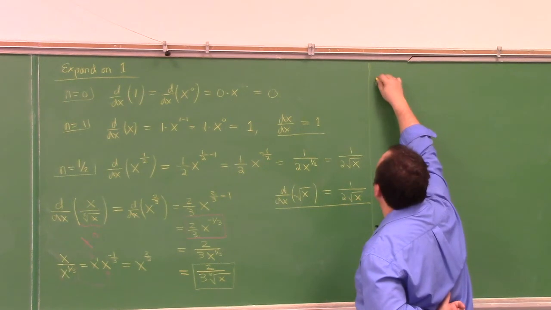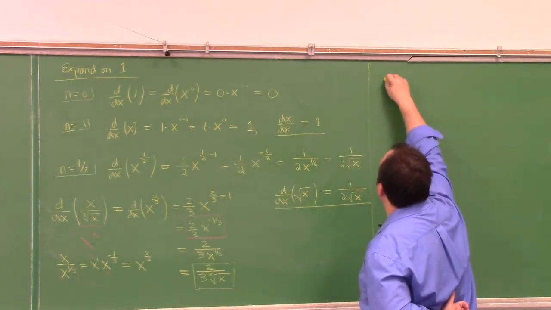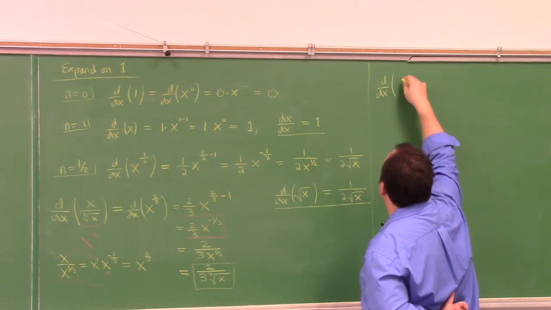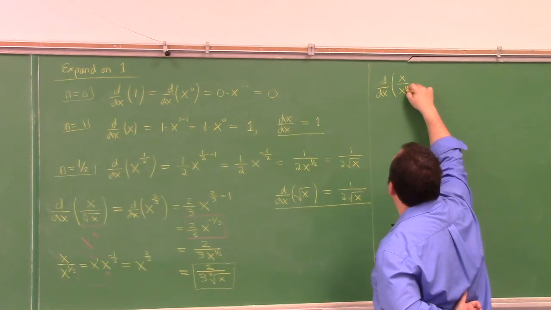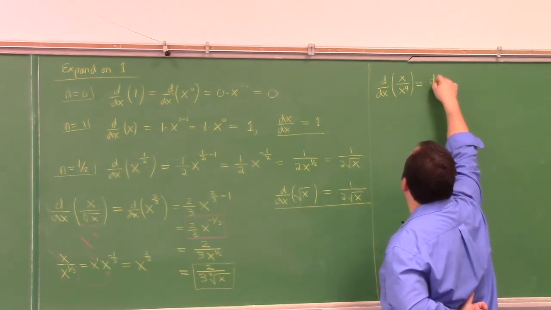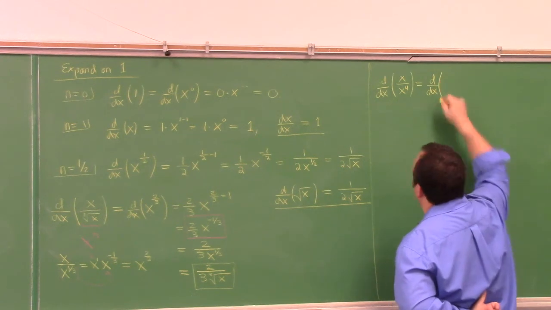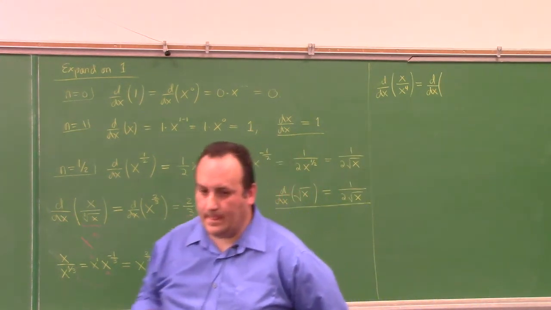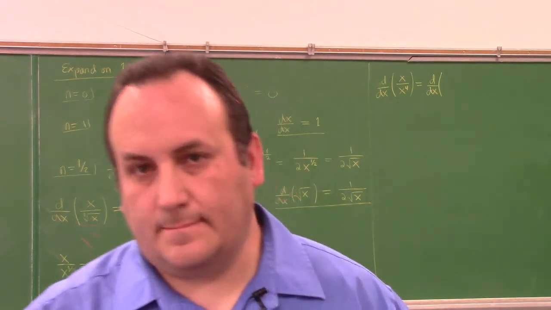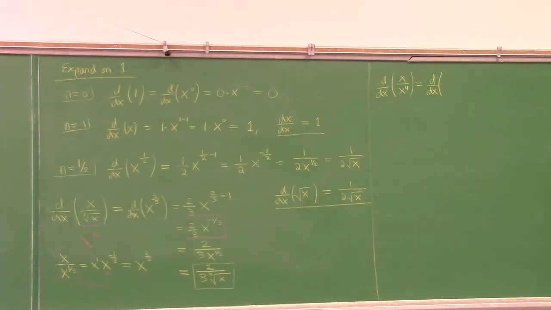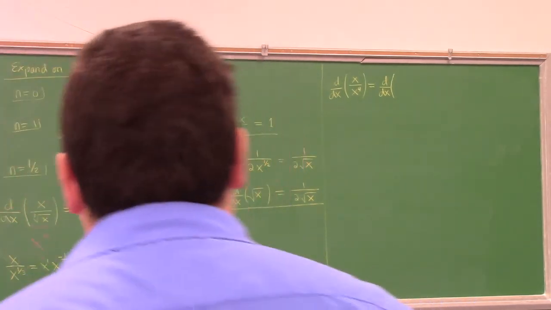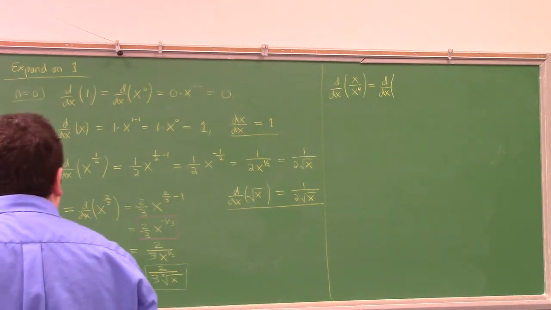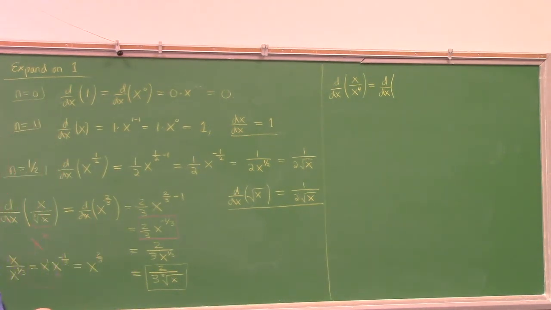How about this? d/dx of x over x to the 4th. So first order of business, we have to write it as x to the power n. So this is x to the what power?